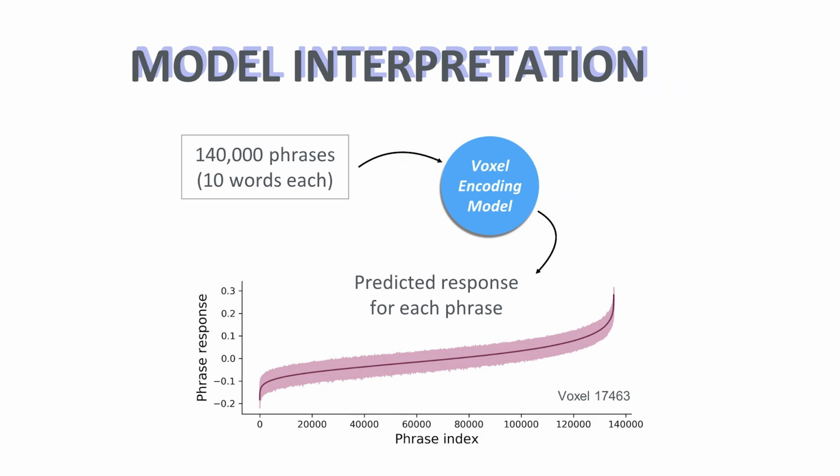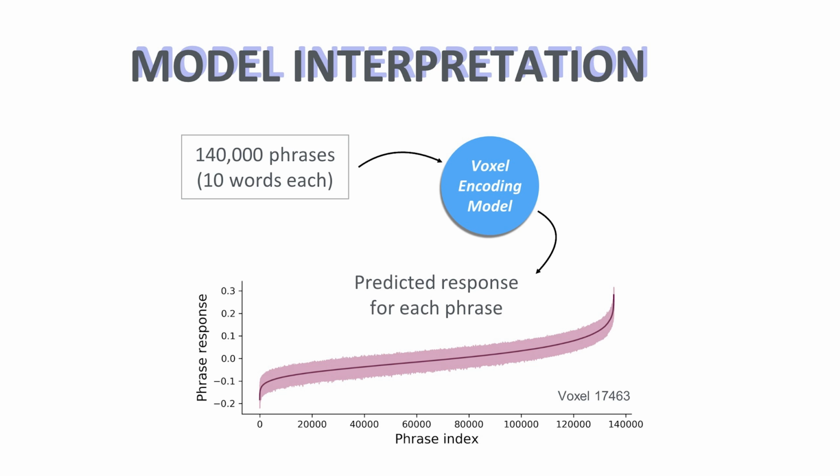We built this big library of 10-word phrases, because that was what our model was basing its predictions on. We get 140,000 phrases, and then we push these all through our encoding model. So we predict how this little piece of brain would respond to each of these phrases, and then we can sort them. This is showing, for one particular voxel, one random little chunk of brain tissue, the predicted response across these 140,000 different phrases.